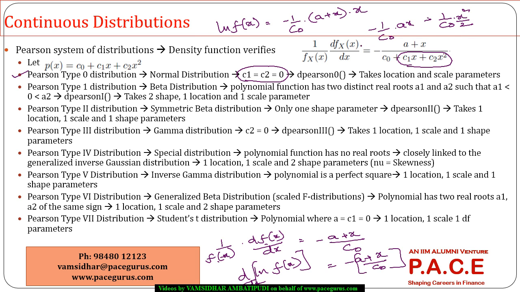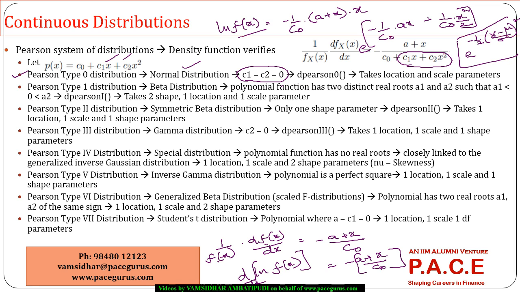And when I'm talking of log, if I take log f of x, it becomes e to the power of minus this. Now if you see this e to the power of minus this, it looks more like the normal distribution, e to the power of minus half x minus mu by sigma whole squared. So here also we have an x squared term, so it looks more similar to this. So this is where we say if C1 and C2 are equal to zero, this is a type 0 distribution, which is called a normal distribution.